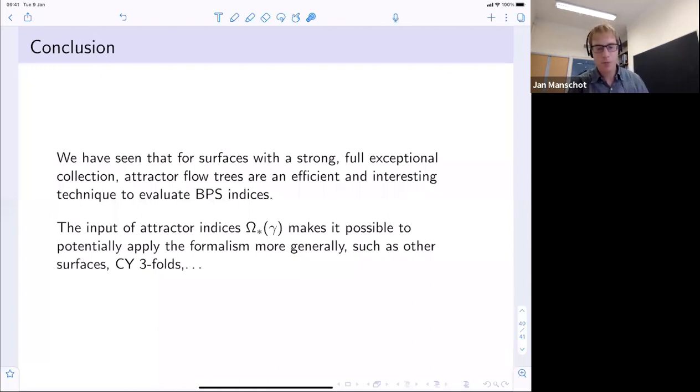So I think it will be interesting to explore to what extent this could be applied to other surfaces, Calabi-Yau threefolds, or categories. And thank you very much for your attention and for organizing the workshop. Thank you.